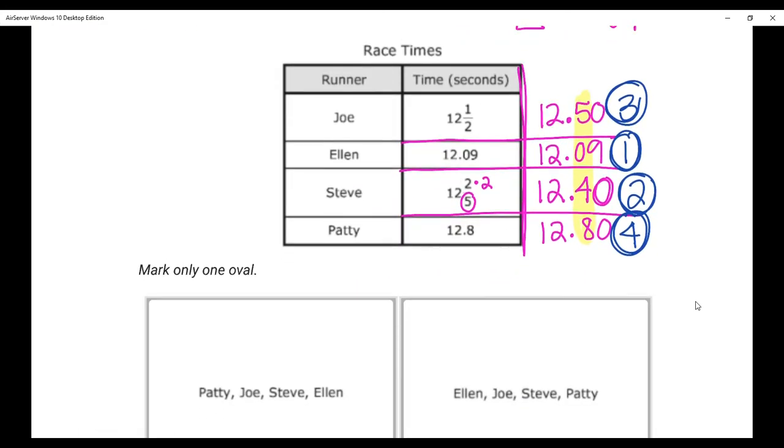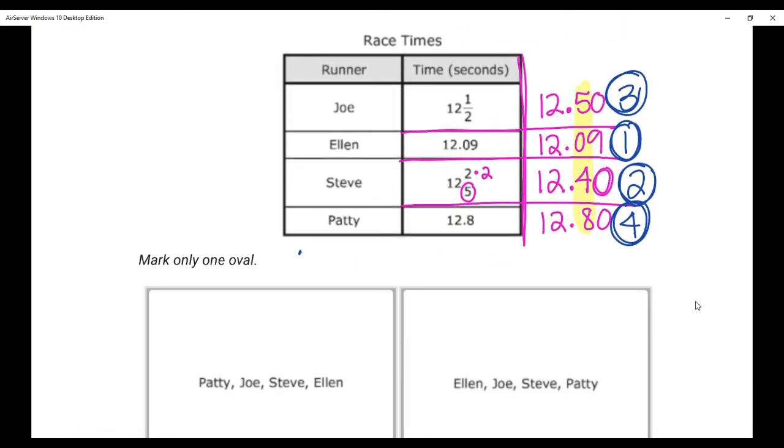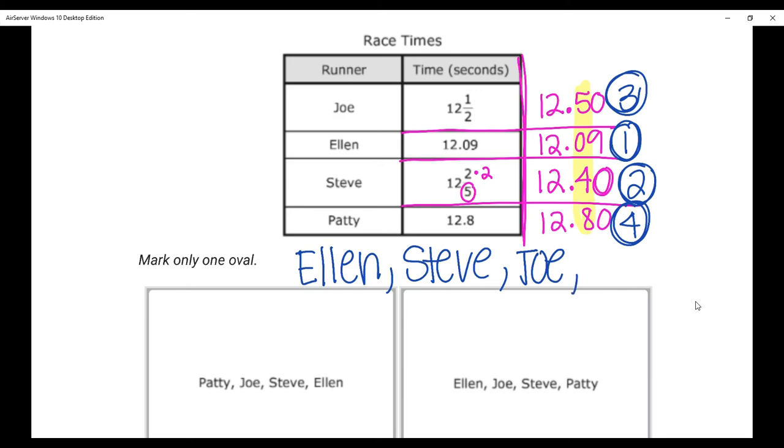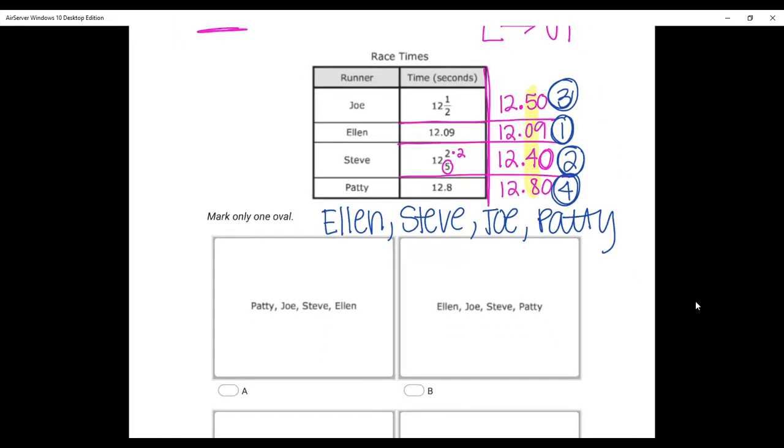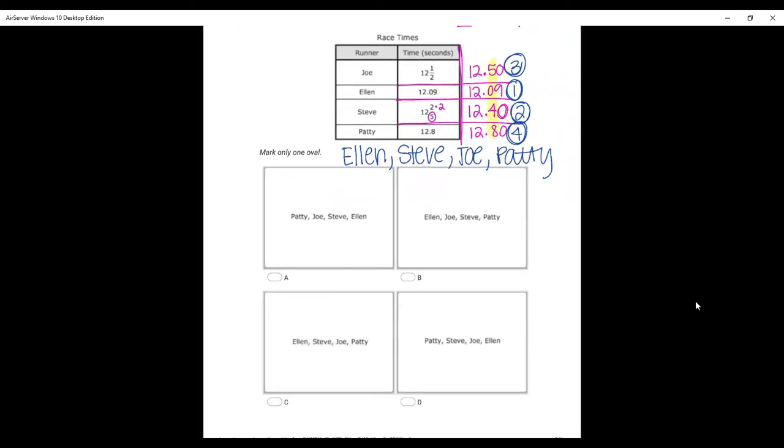So if I were to put these in order, I would have Ellen, Steve, Joe, and Patty. Ellen, Steve, Joe, Patty, which is answer choice C.